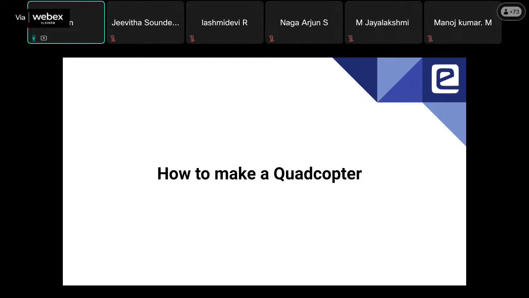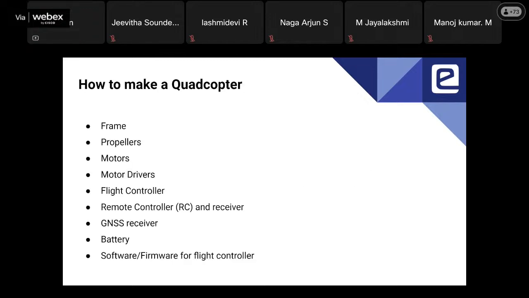Okay, let's dive into the session. So this is a listing of the components you need to make a quadcopter on your own. First of all, you will need a frame, then propellers, then motors, then motor drivers for that. Then you need something known as a flight controller. This term might be new to many people. Some of you might know what a flight controller actually is, and I will tell you in detail what it means.